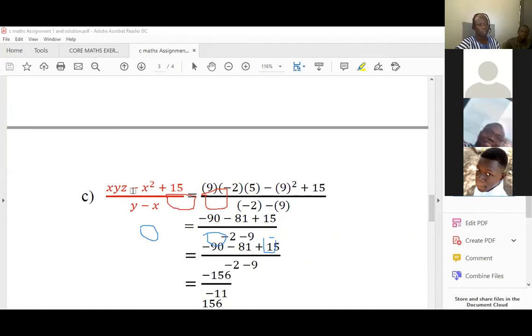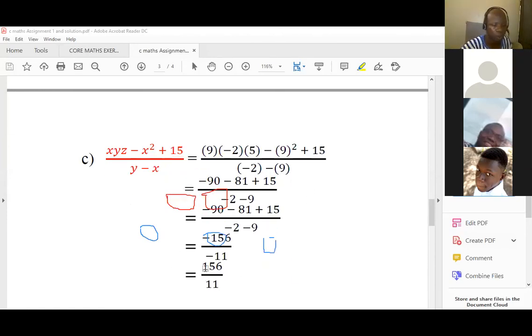So xyz, which means x is multiplying z, y is multiplying z as well. So we have x, which is 9, multiplying the y, which is negative 2, multiplying again the 5, which is the z, minus the x squared. x is also 9, so we have 9 squared plus 15. And that gives us all divided by y minus x, which is your y, negative 2, minus the x, which is 9. And if you solve everything, your answer will be 156 over 11. So that is the solution to the first part of the questions.